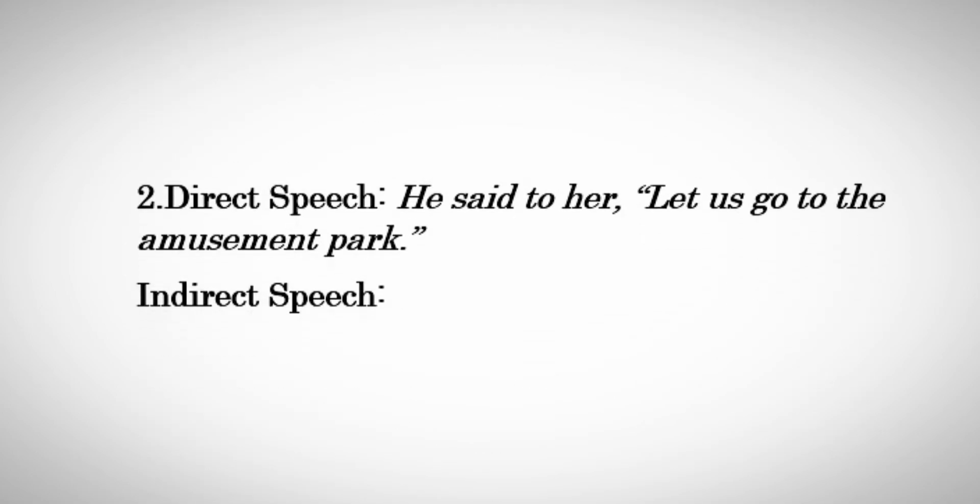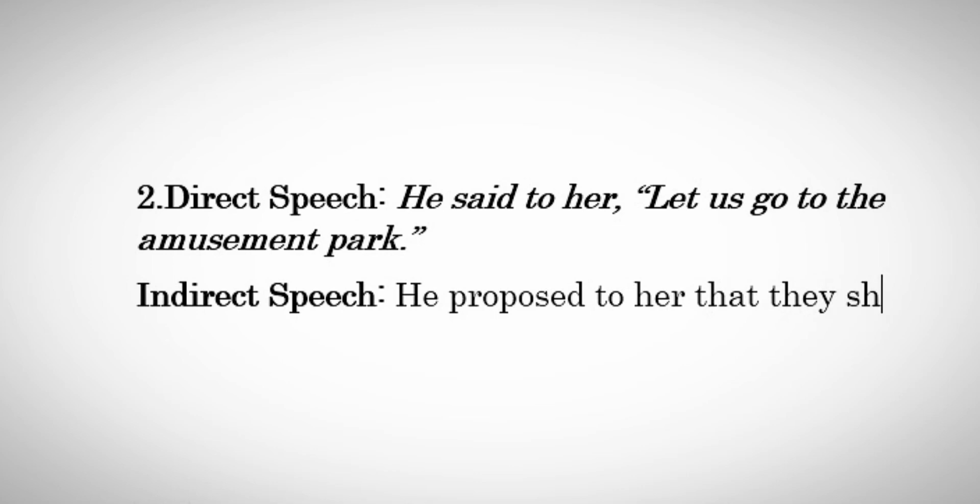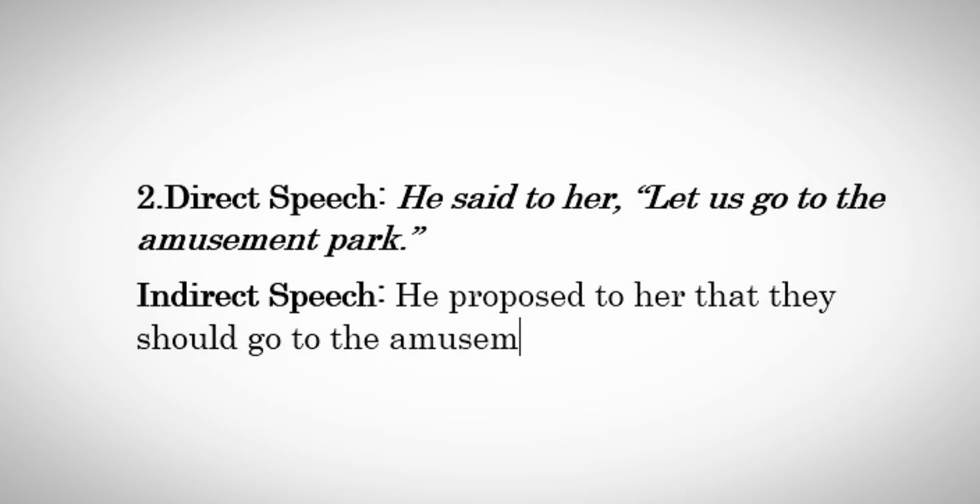Direct speech. He said to her, let us go to the amusement park. The indirect speech for this one will be he proposed to her that they should go to the amusement park. Alright, now let's see the next one.